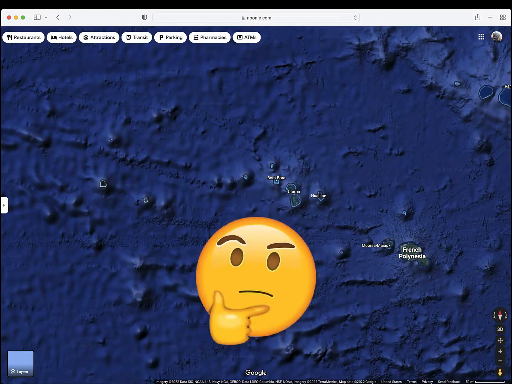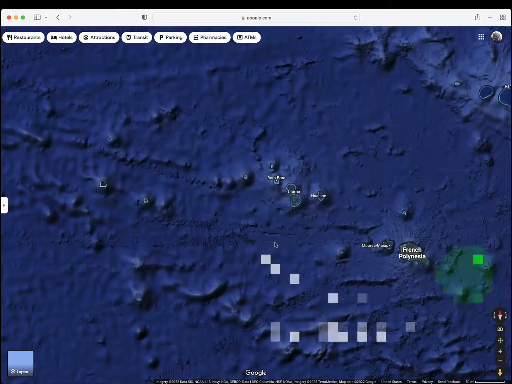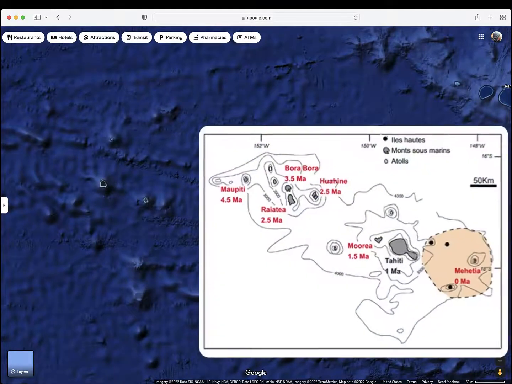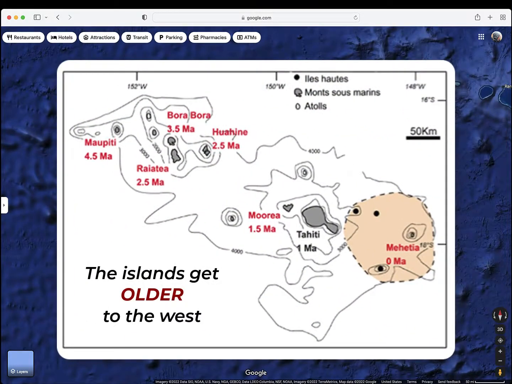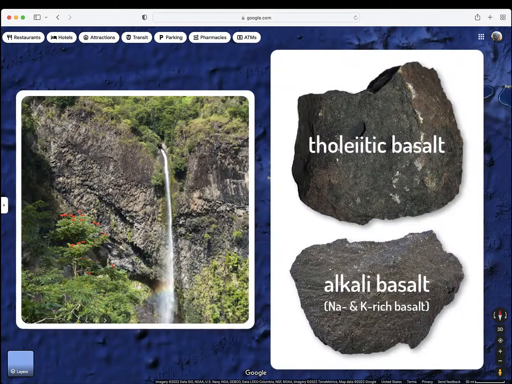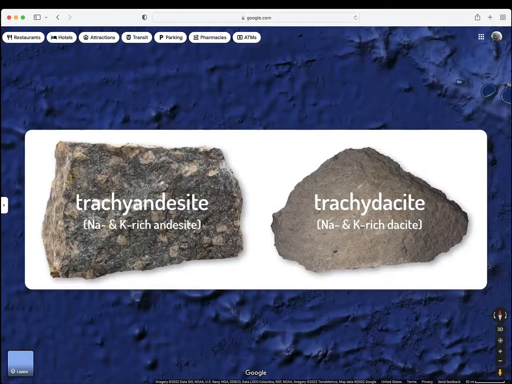The exact nature of these islands is still being researched, although a mantle plume origin is most likely, with the current hotspot located just to the east of Tahiti. In general, the volcanic islands increase in age to the west, and are mostly composed of eroded basaltic shield volcanoes, basaltic lava flows and intrusions, and minor andesitic to dacitic lava domes.